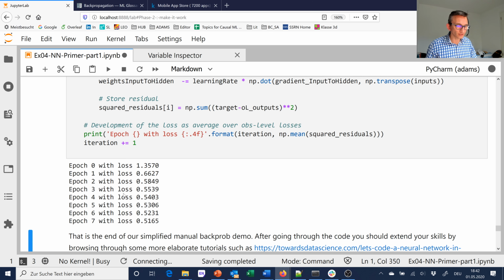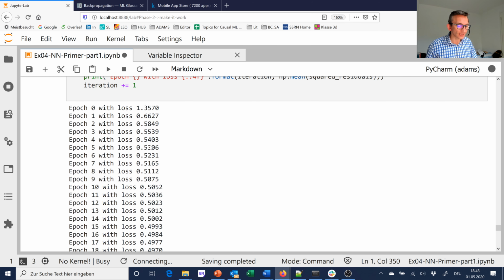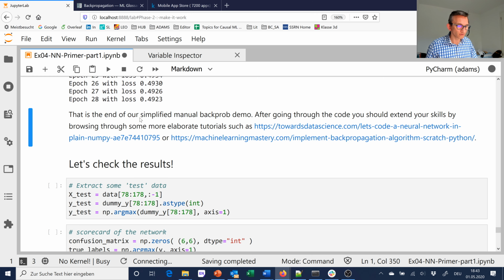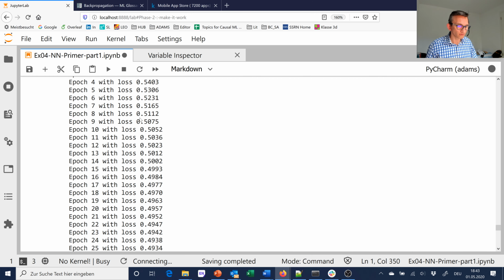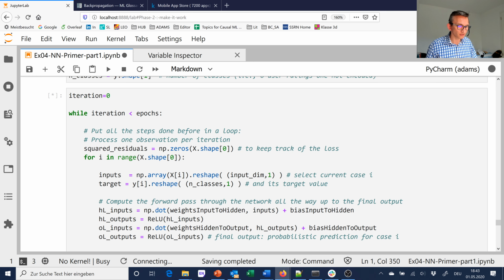Doesn't look too bad. We start with a very large loss because the weights, when initializing them, were completely off. And we reduce our error bit by bit. Slightly surprised that this keeps on for so long.